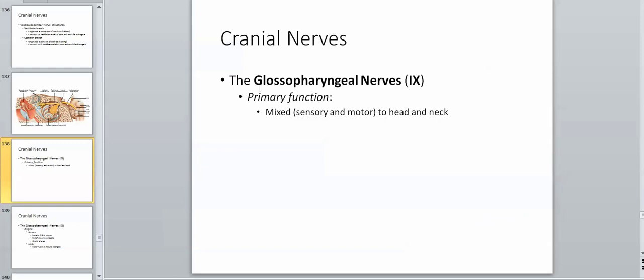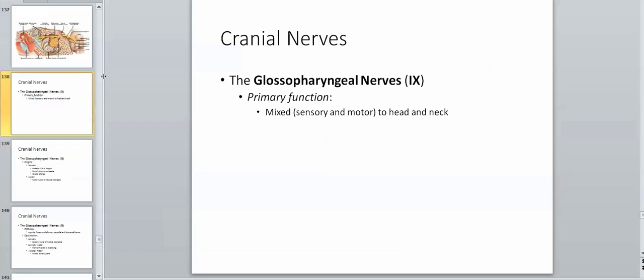Glossopharyngeal nerve, as the name implies, glosso has something to do with the tongue. Pharynx has something to do with the neck. So it's a mixed sensory and motor nerve to the head and neck. I'm not going to make you know much more than that. That's number 9. So number 10 is the vagus nerve.